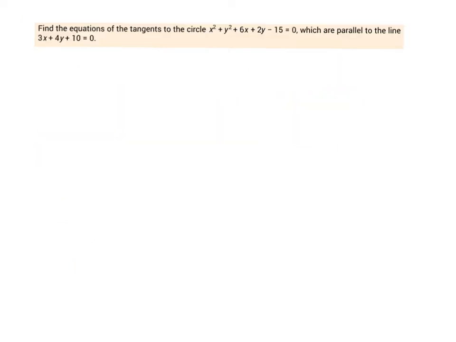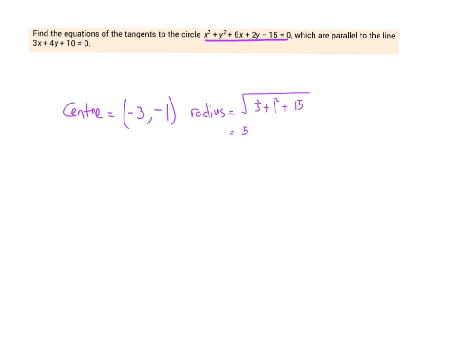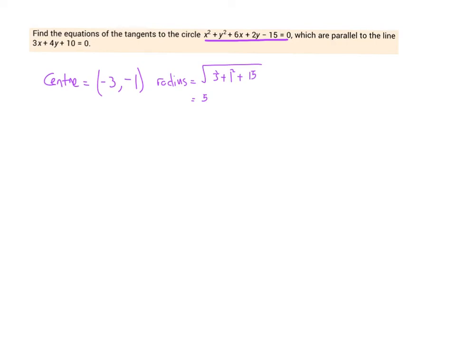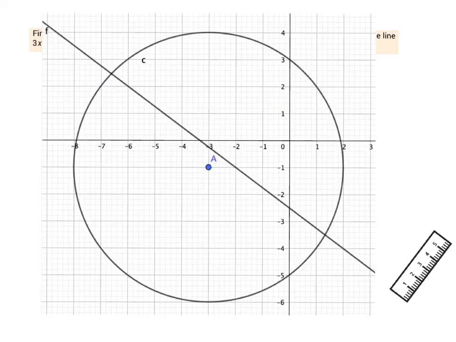Okay, so we've another similar question here to find the equation of a tangent to a circle, and this time the tangent is parallel to a given line. So first things first, we'll write down our centre, our radius, and sketch the circle as we always do. So we can see that our centre is minus half of 6, which is minus 3, minus half of 2 is minus 1, and our radius then is equal to 5. So let's just sketch quickly the circle.